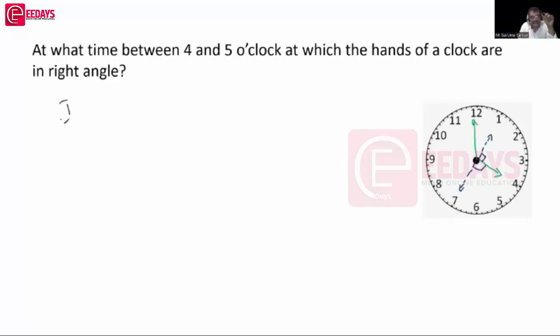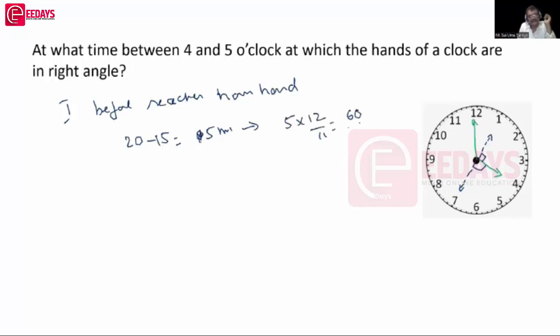First case, before the minute hand reaches the hour hand. The current gap of 90 degrees apart, and the current hour hand position of 30 degrees, we subtract this. And the current 20 minus 5, that is equal to 15 minutes apart. So if 15 minutes apart is needed, the interval for 5 minutes apart. So for 1 minute it is 12 by 11. 5 minutes is 5 into 12 by 11, that is equal to 60 by 11, so 5 by 11. So what is the answer? 4 hours, 5 by 11. That is the first case.